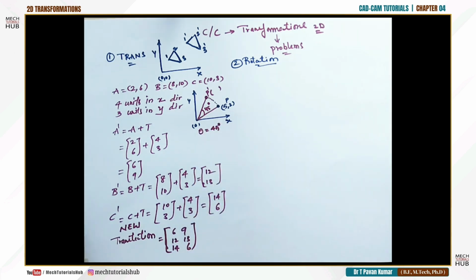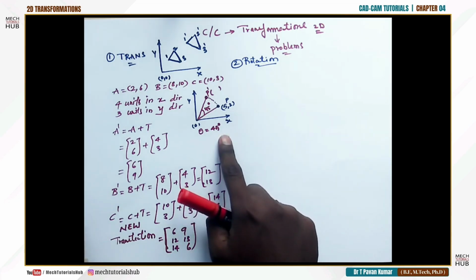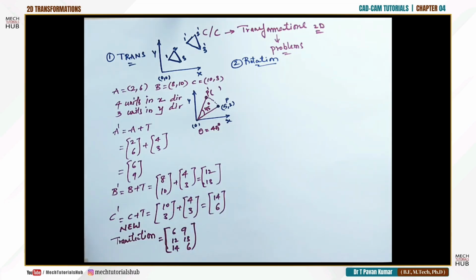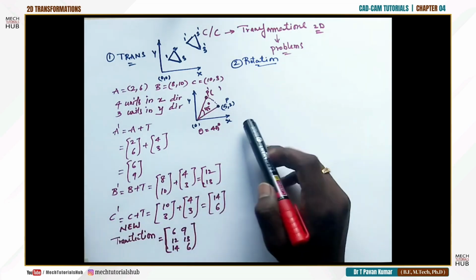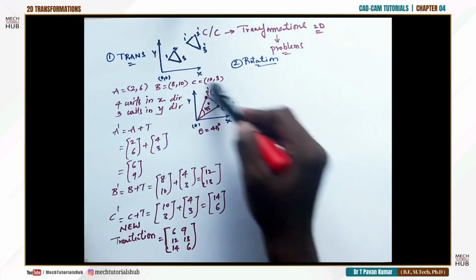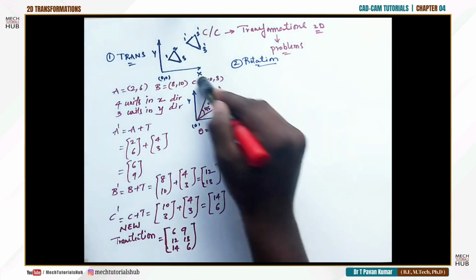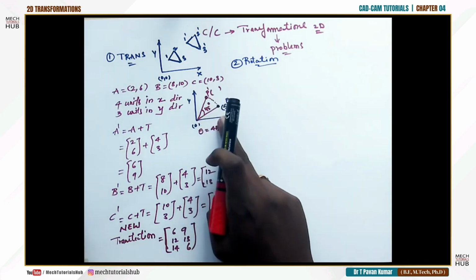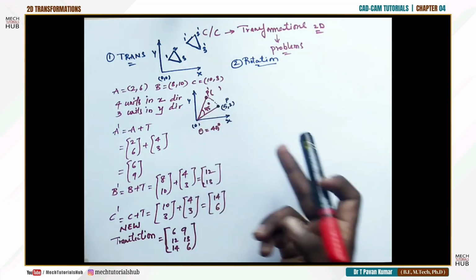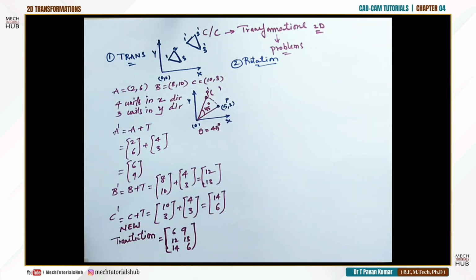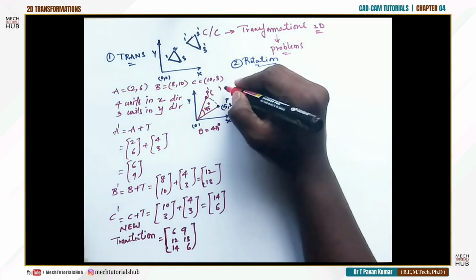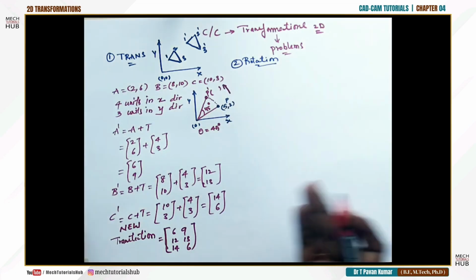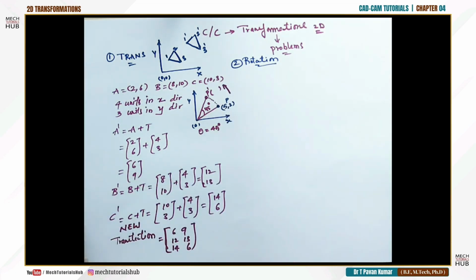Now how to frame a question against this? You can easily frame the question just by looking at the sketch. A point 5 comma 2 is rotated in the counterclockwise direction, because here it is rotating counterclockwise, at an angle of 45 degrees, and find the rotation matrix and the resultant point. That might be your question. You can frame your question just by looking at the sketch. Now it is rotating counterclockwise. Whenever it is rotating counterclockwise, we know the matrix: cos theta, sin theta, minus sin theta, cos theta.